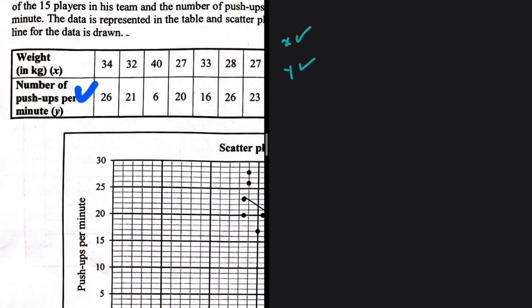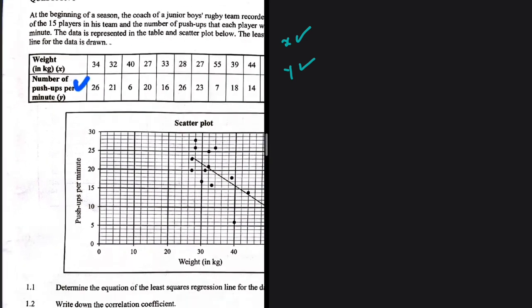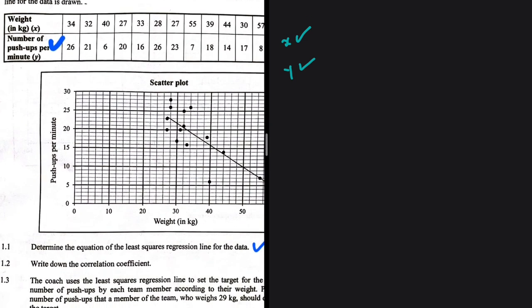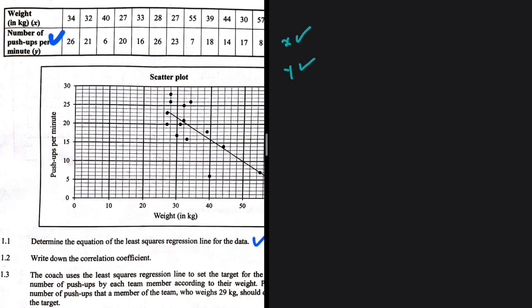So the weight is our x, and the number of push-ups that a person can do in a minute is our y. We don't even have to guess that or find a way to reach that conclusion ourselves. It is given: weight, and in brackets we have x, and the number of push-ups we have y. So we want to find the equation of the least squares regression line, that is to say, y equals a plus bx.